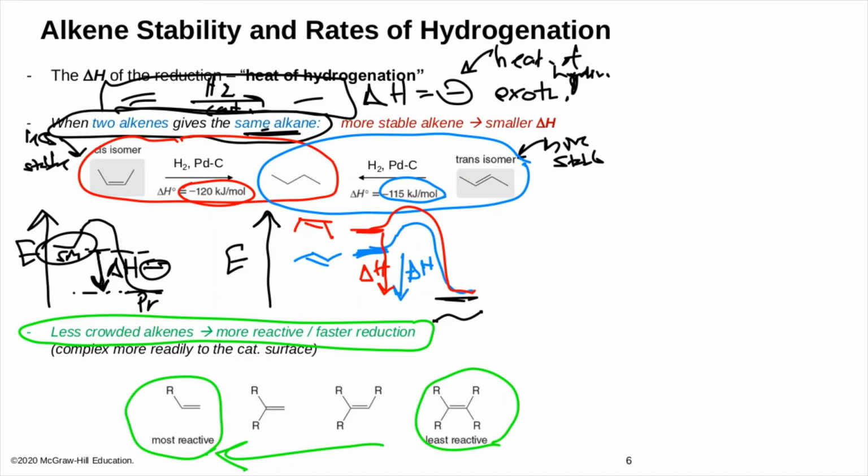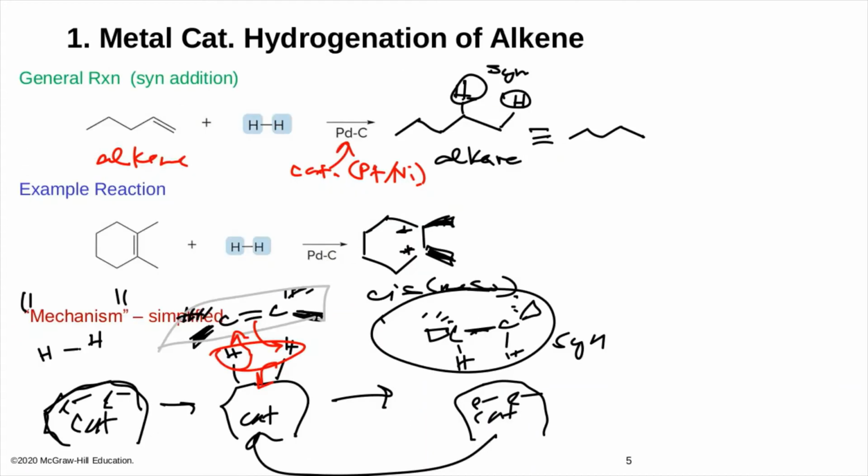If you think about the mechanism, I'm going to go back to the mechanism. Once the hydrogen is added to the catalyst bed, the surface of the catalyst, remember that the alkene has to come in close enough to coordinate with the catalyst. They both coordinate with the catalyst in order to do that hydrogen electron exchange to form product.